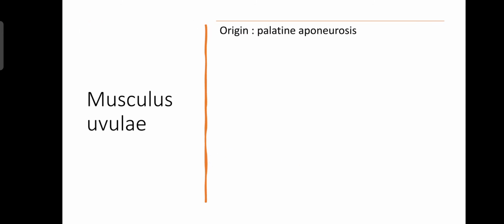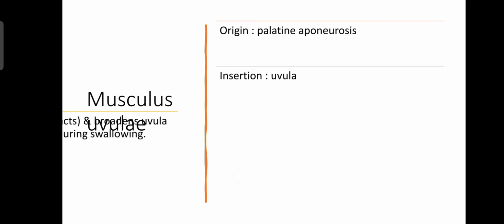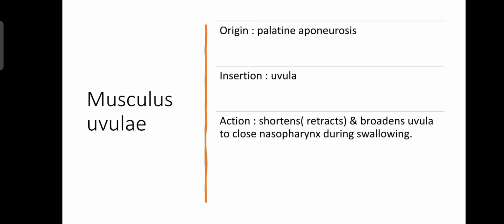Here we finished the musculus uvulae. It originates from the palatine aponeurosis and is inserted into the uvula. Action is shortening or retraction and broadening of the uvula to close the nasopharynx during swallowing. Innervation is also by cranial nerve number 10.